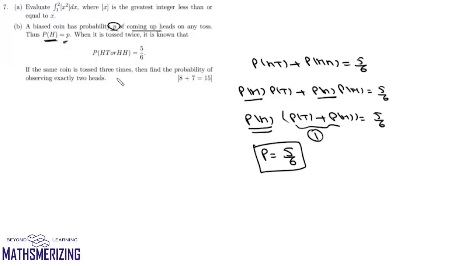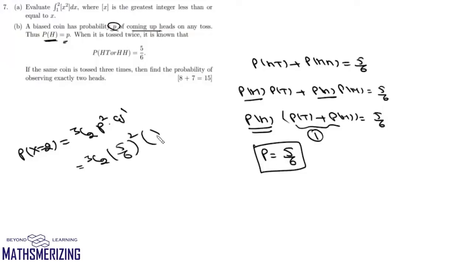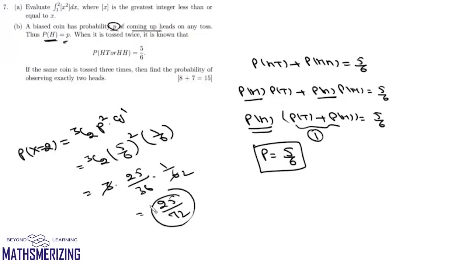Now it says if the same coin is tossed 3 times, then find the probability of observing exactly 2 heads. So probability of getting exactly 2 heads is 3C2, P to the power 2 and Q to the power 1. Now what is P? P is 5 by 6. So it will be 3C2 into (5 by 6) square into 1 by 6. Now 3C2 is 3. So it will be 25 upon 36, and this is 1 by 6. So this probability will be 25 upon 72.